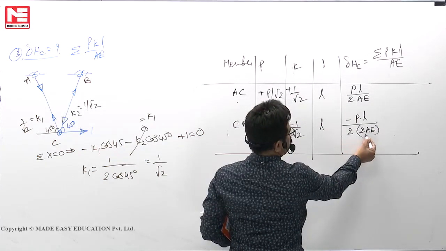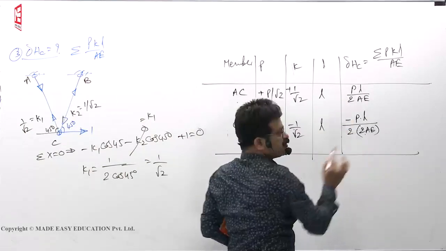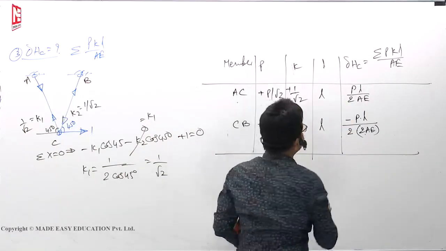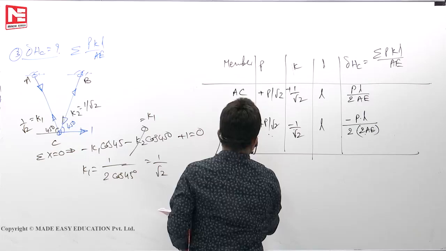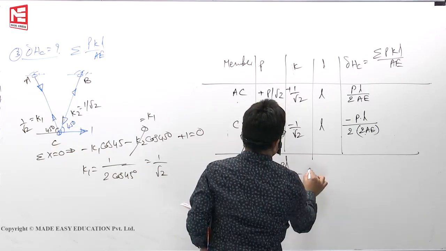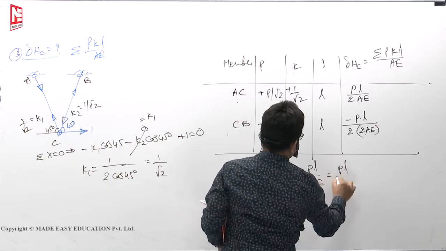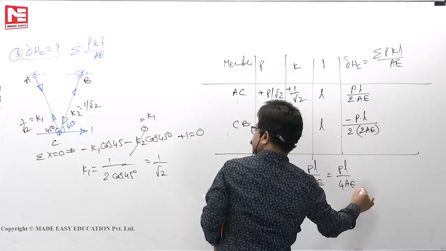If at all this is also AE, say, then symmetry is maintained. So this minus this becomes 0. Now it will not become 0. So the horizontal displacement at C is PL by 2AE minus PL by 4AE. So you will get PL by 4AE.